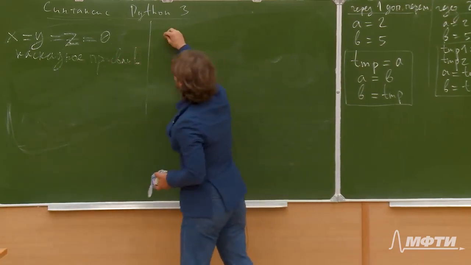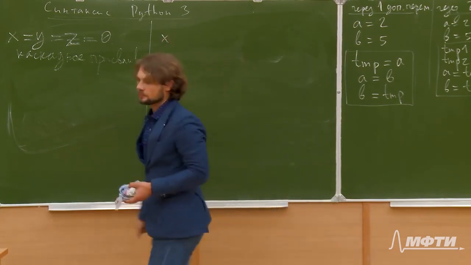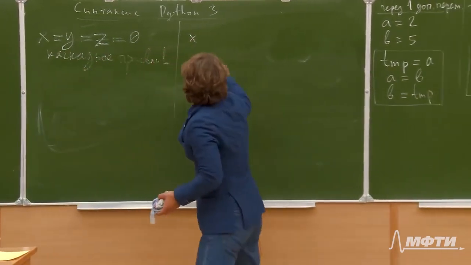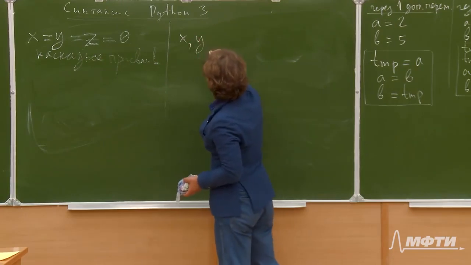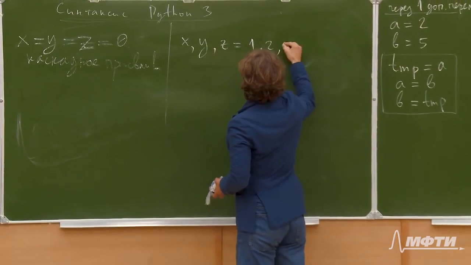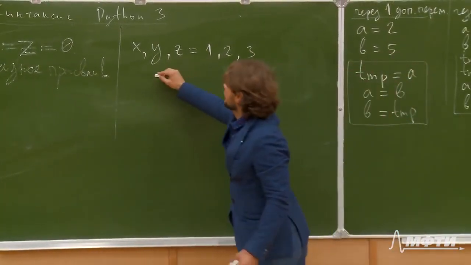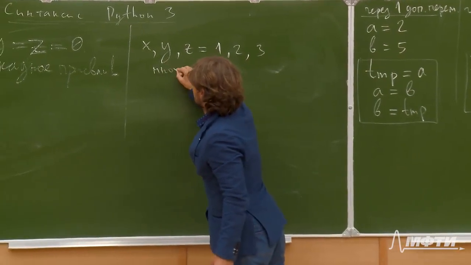And there is also a real multiple assignment. It looks as follows: x, y, z equals 1, 2, 3. This is a multiple assignment.